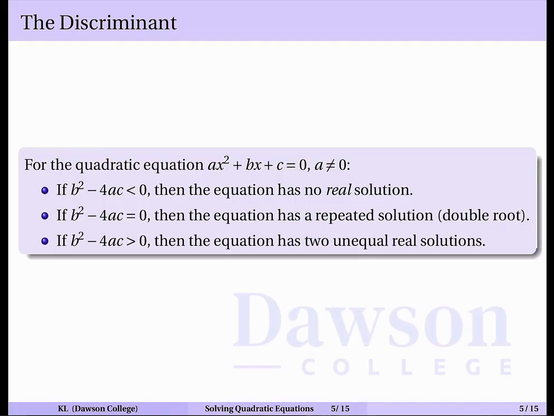On the other hand, if b squared minus 4ac is strictly positive, then the equation has two unequal real solutions. One corresponding to the plus, the other corresponding to the minus. Okay?